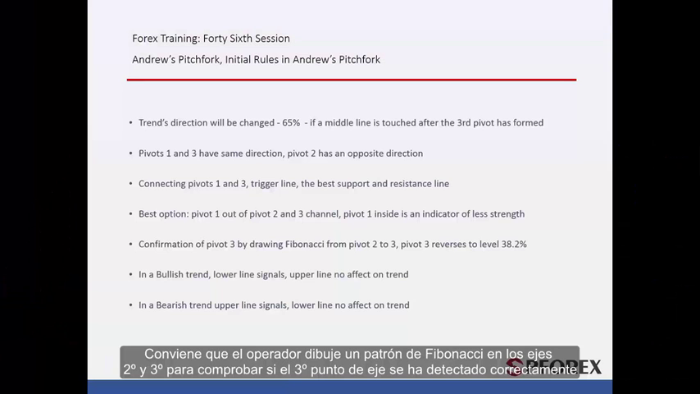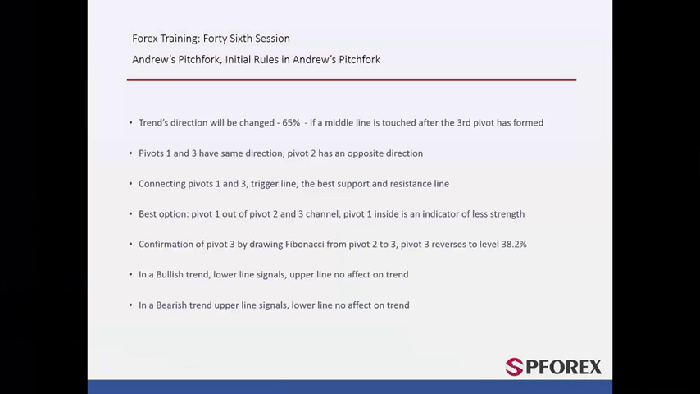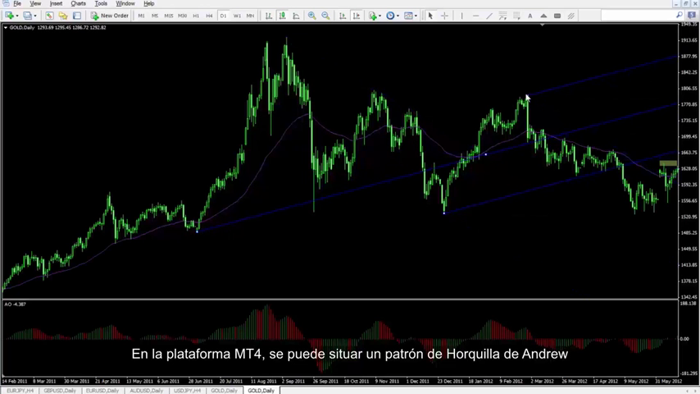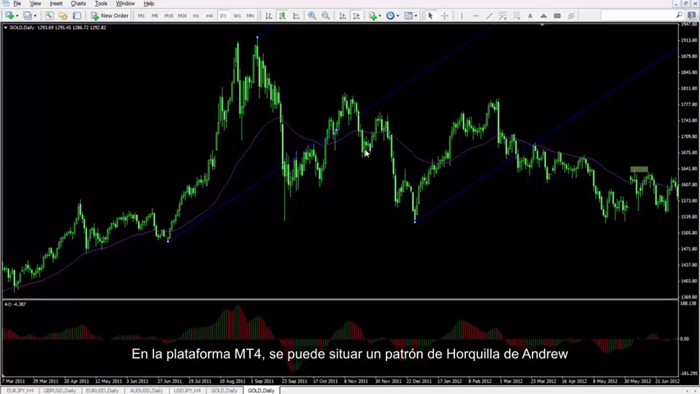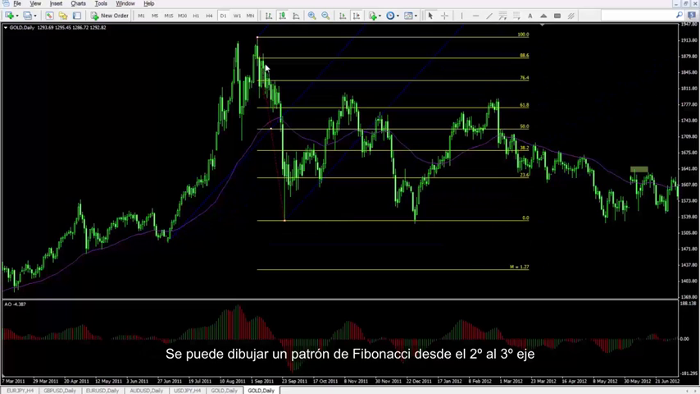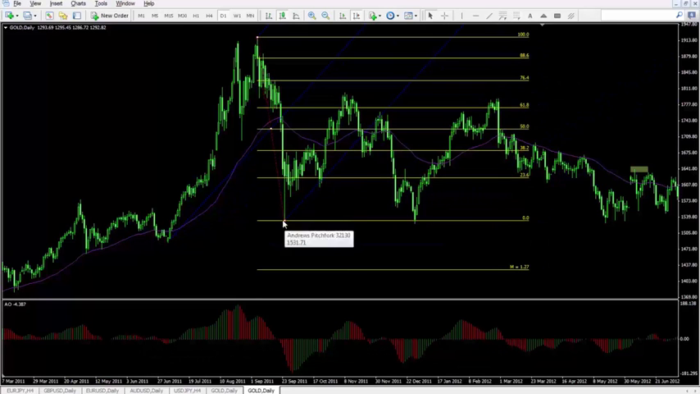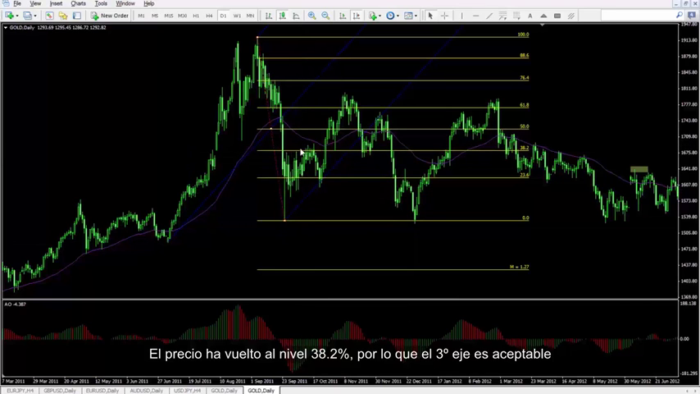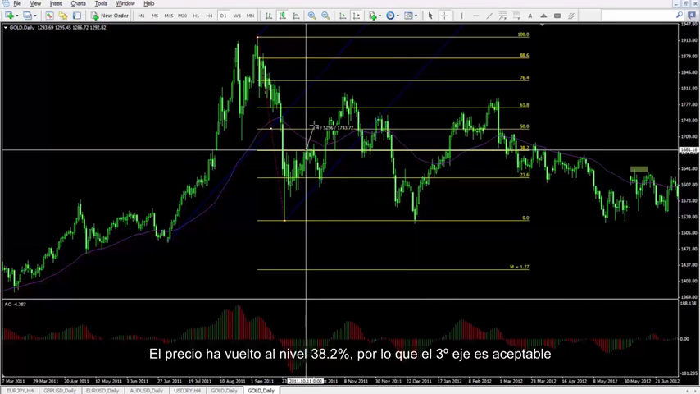A trader can draw a Fibonacci pattern on the second and third pivots to check if the third pivot point is detected correctly. If the price returns before level 38.2, then the third pivot point is determined accurately. On MetaTrader 4, an Andrew's pitchfork pattern can be placed. A Fibonacci pattern can be drawn from the second to the third pivots. The price has returned to level 38.2%. Thus, the third pivot is acceptable.